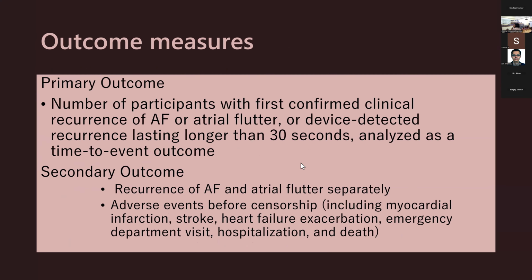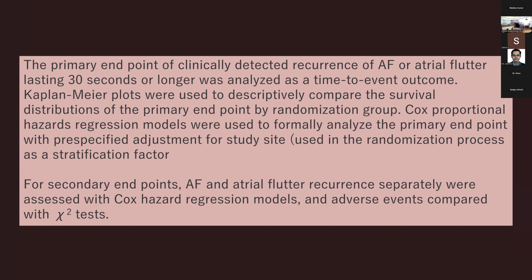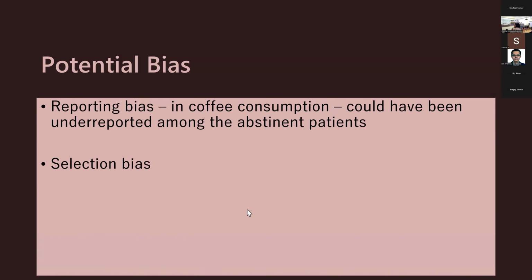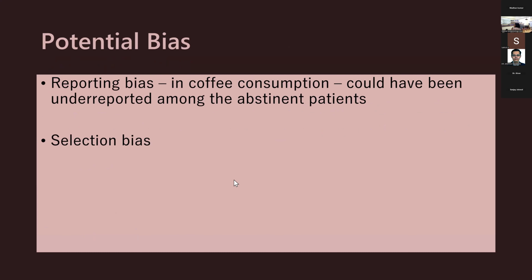The outcome measures, I felt these were surrogate outcomes. And the outcome analysis was a time to event analysis, and they used Cox proportional hazards regression models to formally analyze the primary endpoint with pre-specified adjustment for study site. For secondary endpoints, for atrial flutter and fibrillation recurrence, they used Cox hazard regression models, and adverse events were compared using chi-square tests. So what are the potential biases?